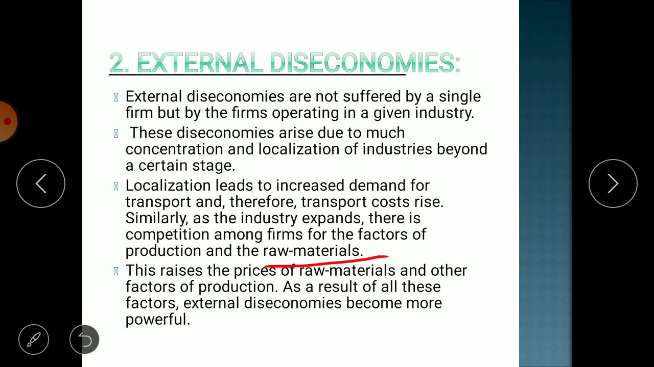This raises the prices of raw material and other factors of production. As a result of all these factors, external diseconomies become more powerful. Because of much concentration, demand for the factors will increase, which will result in more and more increase in our cost of production, and that is written here as external diseconomies become more powerful.